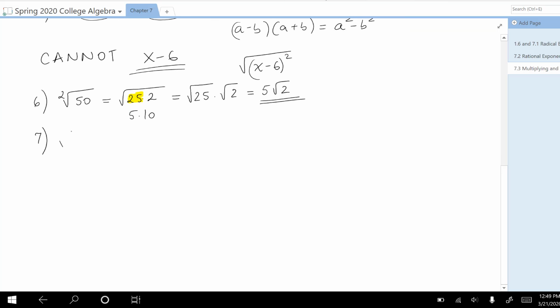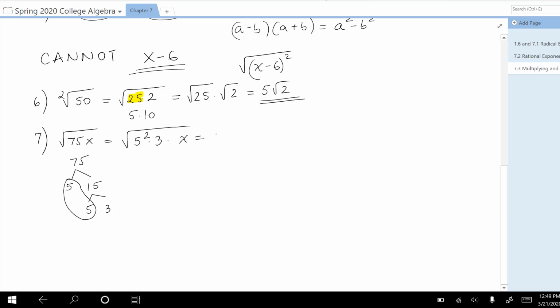7. Square root of 75x. Well, again, we try to write as many perfect squares as we can. Well, 75, if you factor 3, you get 5 and 15. 15 is 5 and 3. So basically, square root of 75 can be written 5 to the second times 3, correct? 5 times 5 is 5 to the second, times x.